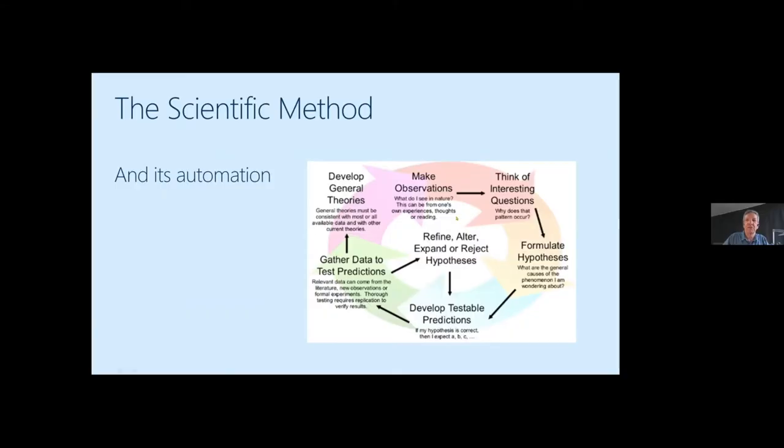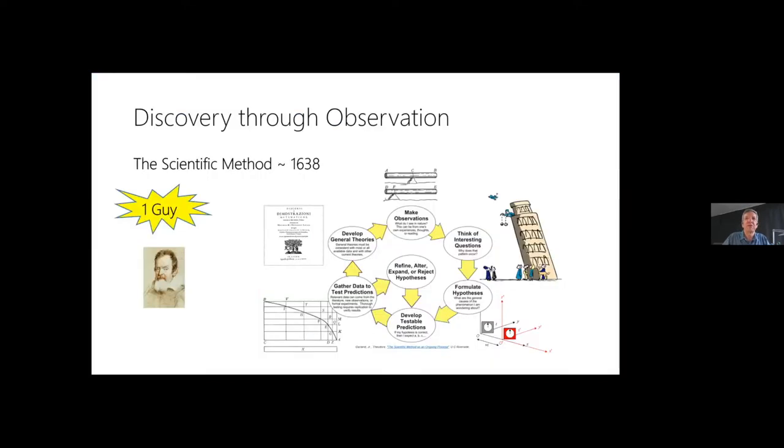So the scientific method is automation. This is the cycle of discovery, observation, and hypothesis formulation that I'm sure you're familiar with. But just to stress the point, in the old days, when the thing got started with Galileo and some people before him, there basically was one guy that did all the cycle. He would make observation, think of interesting questions, formulate hypotheses, develop predictions, gather data by throwing stuff off the Tower of Pisa, and developing general theories of gravity and so on, and physics, and then eventually publishing. So he was doing all of that in his own time.